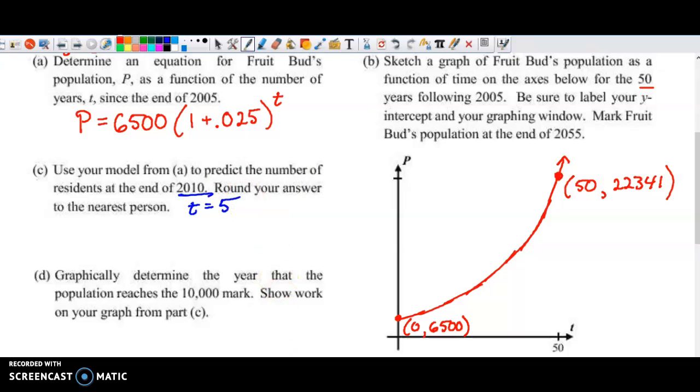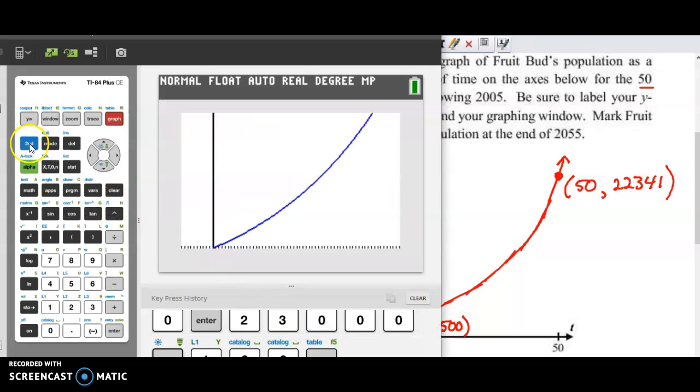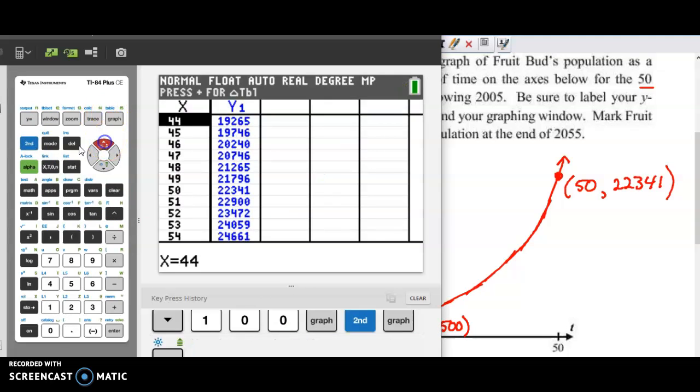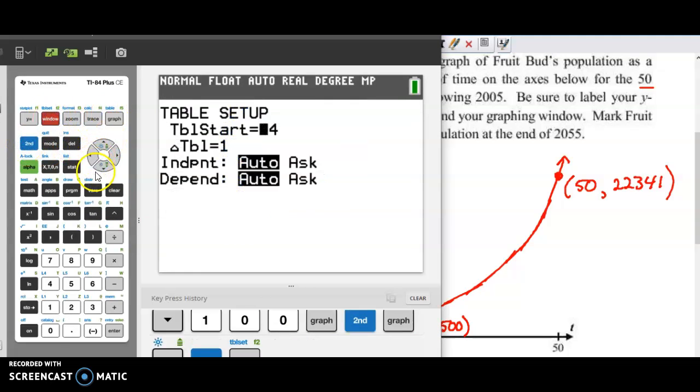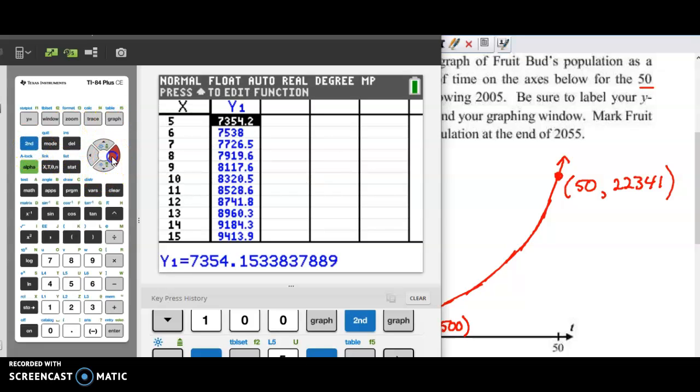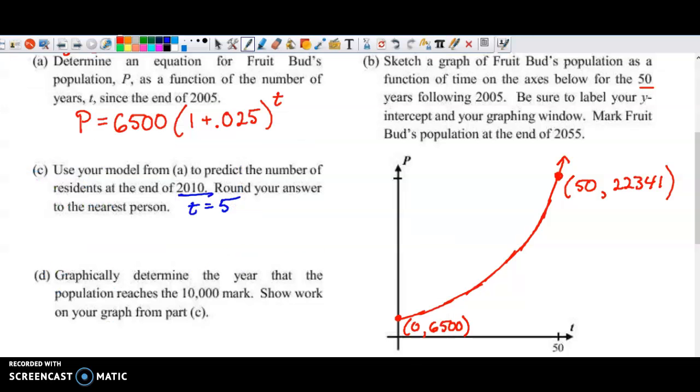So it's up to you. Do you want to just go and type into the equation, or would you rather go back to your table? Now let's go to the window and just go back to t equals 5. There you go. So you can see that the population is about 7,354. And I'd be fine if you wrote p of 5 as about 7,354.